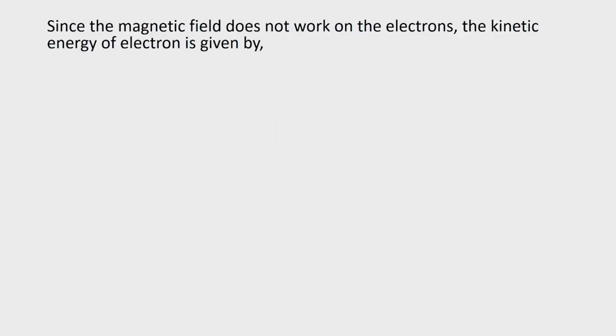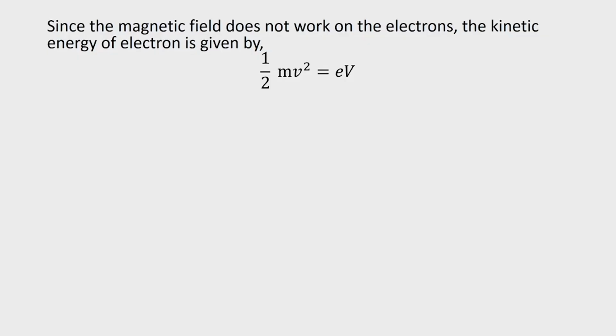Since the magnetic field does not work on the electrons, because the force is always perpendicular to the motion of the electron, the kinetic energy of the electron is given by half mv square, and that can be equated to eV.